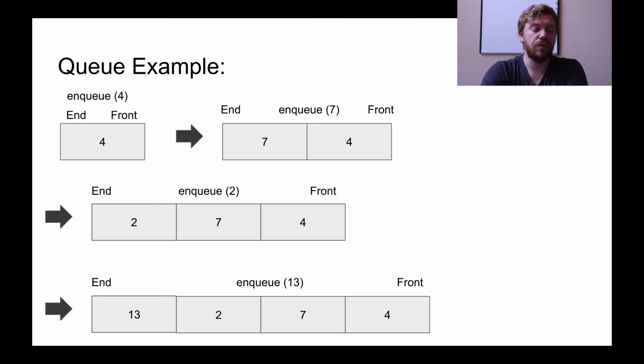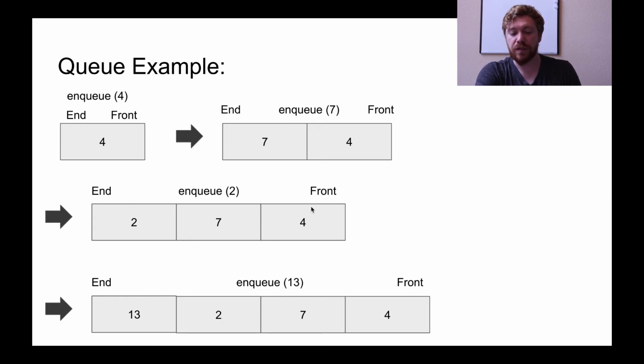So looking at the queue example, if we enqueue 4, the result is our queue has only a single element, so this single element is both at the end and at the front of the queue. But now if we enqueue a 7, the 7 goes in to the end of the queue, and our 4, who's been in the queue the longest, remains at the front of the queue. Now if we enqueue a 2, it is now at the end of the queue because it was just recently added.